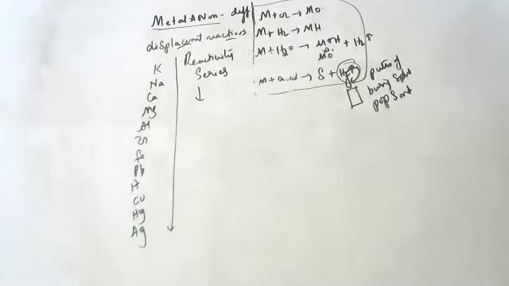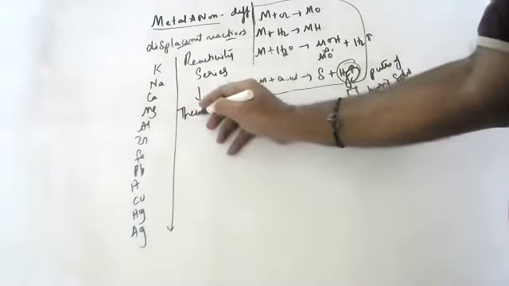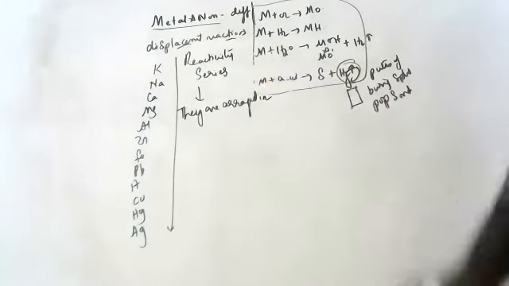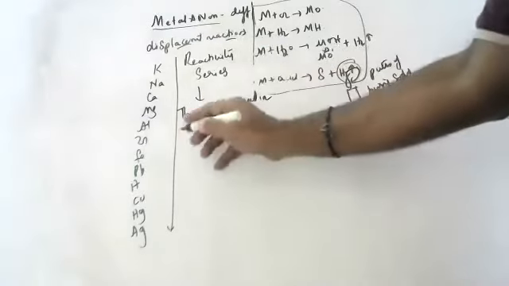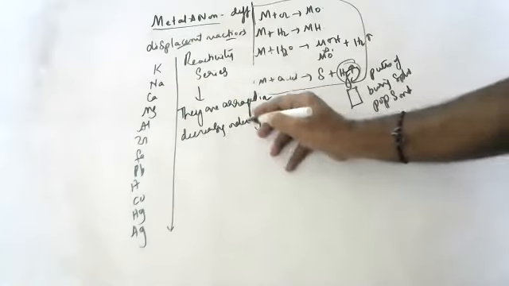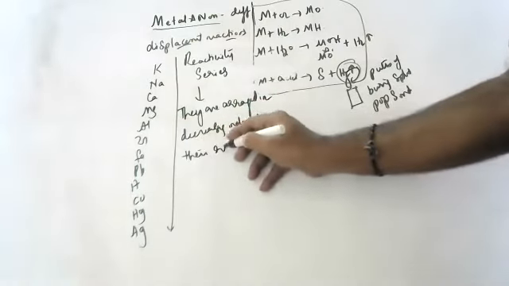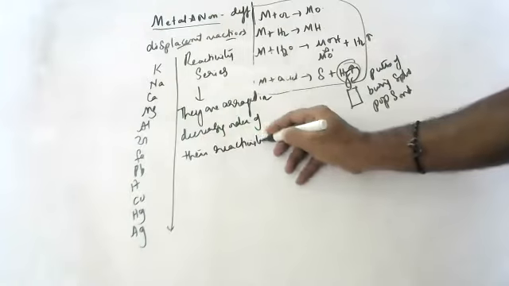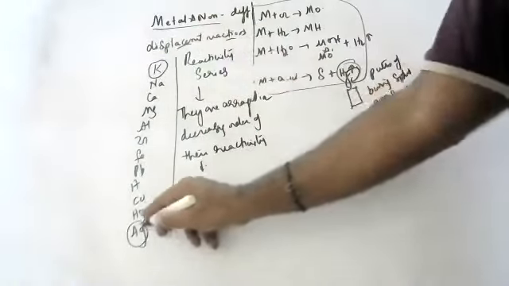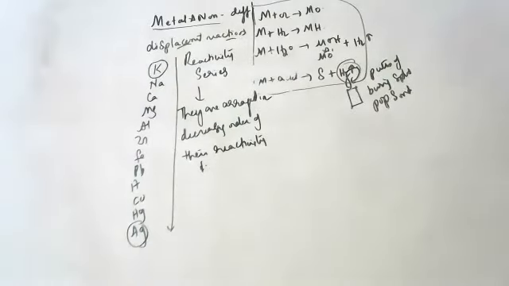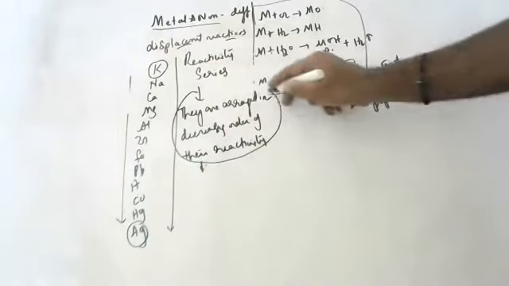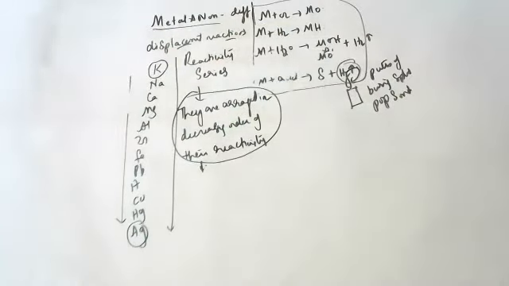The most reactive metal will displace the less reactive metal, or react more vigorously with water or steam. Children, reactivity series means metals are arranged in decreasing order of their reactivity. Potassium is the most reactive among them. Silver is the least reactive.